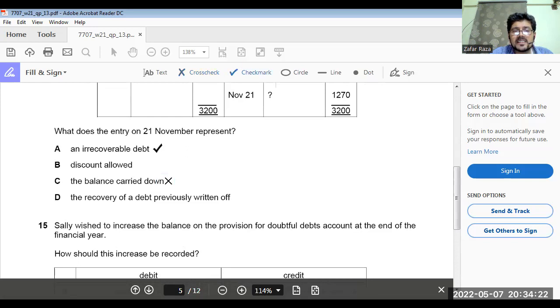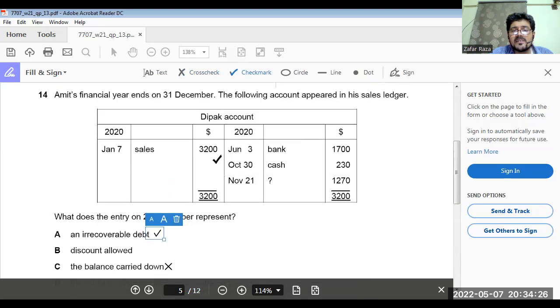Getting my point here? Why? Because they have not given the balance b/d. Are you getting it? They have just closed the account. They are not showing the amount for balance b/d. That's why it is basically irrecoverable debt.